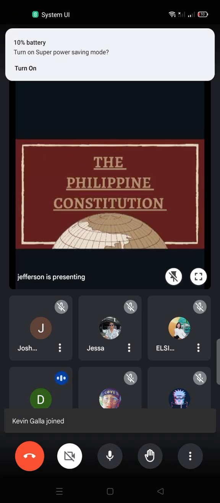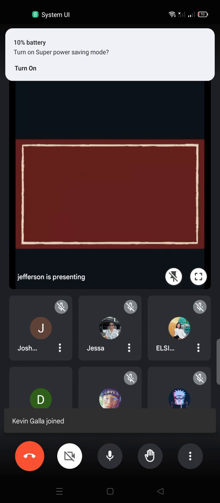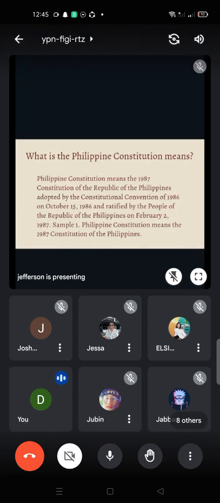The Philippine Constitution. What does the Philippine Constitution mean? The Philippine Constitution means the 1987 Constitution of the Republic of the Philippines, adopted by the Constitutional Commission of 1986 on October 15, 1986 and ratified by the people of the Republic of the Philippines on February 2, 1987.